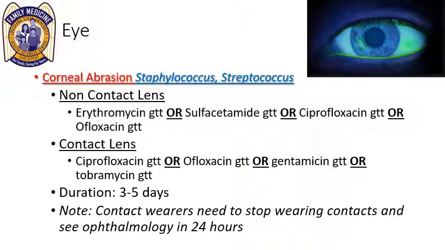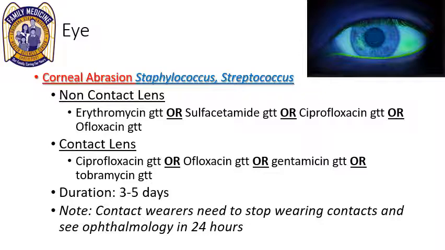So here we have a beautiful picture of a fluorescein dye exam. You see a corneal abrasion right here. This is an opening for staph and strep. If they're not wearing contact lenses, you can use the erythromycin gel, the sulfacetamide, Cipro, or ofloxacin, or even then, maybe not even anything. If it's not that bad, just have them wash their eyes out and they'll be fine.